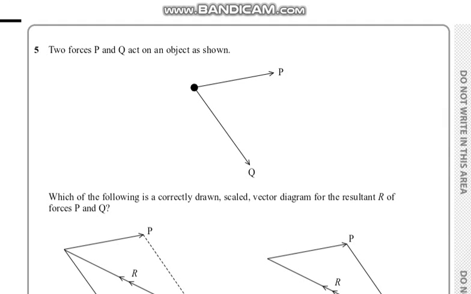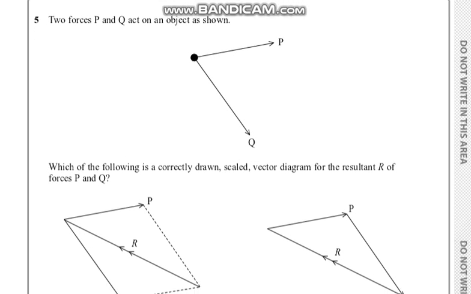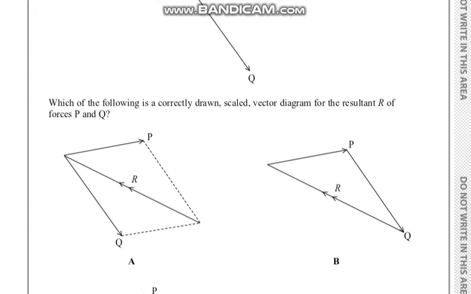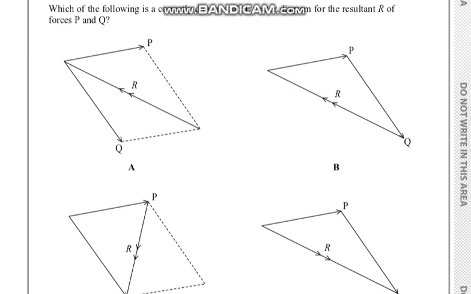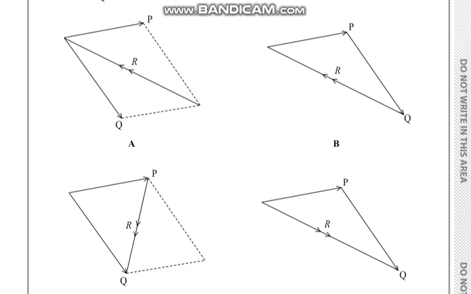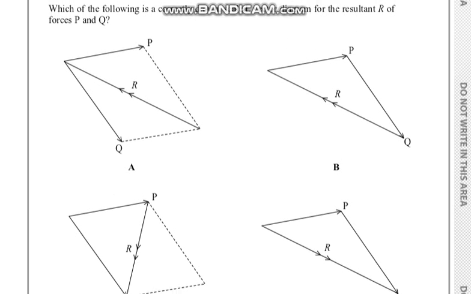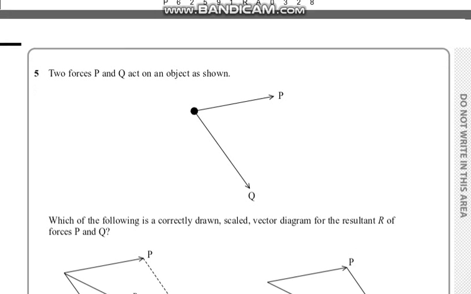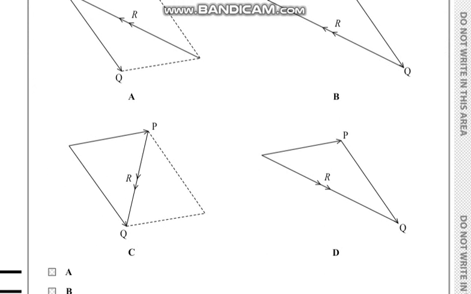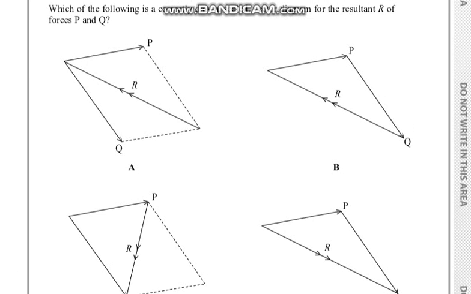Fifth question is, two forces P and Q act on an object as shown. Which of the following is the correctly drawn scaled vector diagram for the resultant R of forces P and Q? Okay, fine, I'll show you all these options. I'll just scroll up again to see our initial vectors. Okay, that's P and Q that side, and they want us to find the resultant R in which direction.